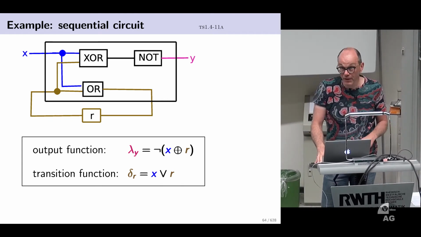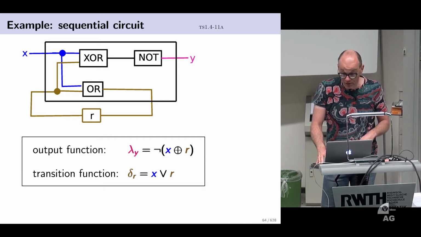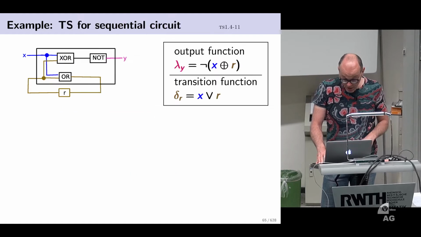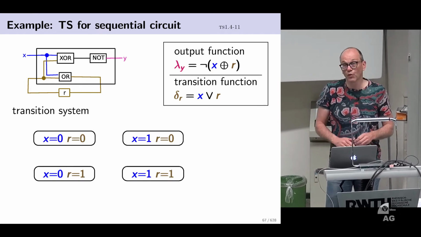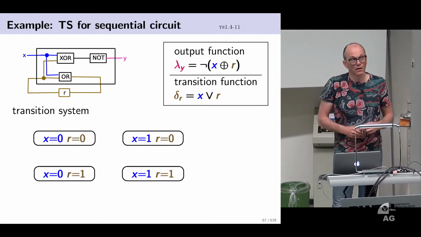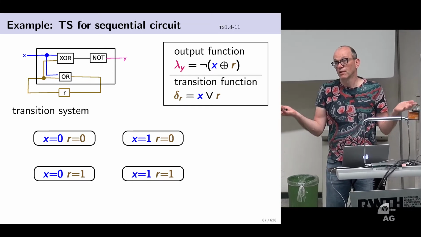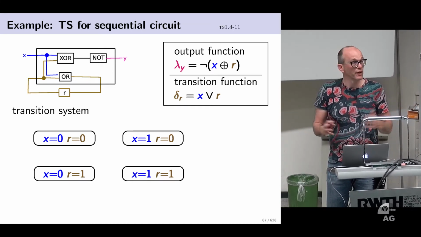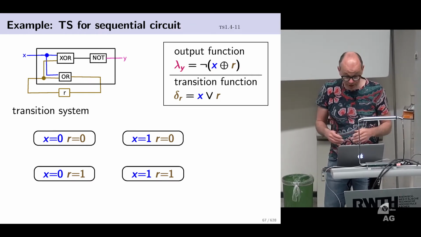Good, so now we want to build a state space or transition system for this circuit. Now, what are the states? Well, there are the output function and the transition function. The transition system looks as follows. First of all, we have 4 states. Why is this? We have one input and one register, they both are binary, so we have 2 to the power 2 many states. So that's hopefully clear.